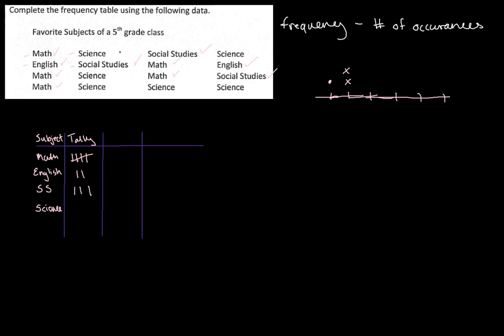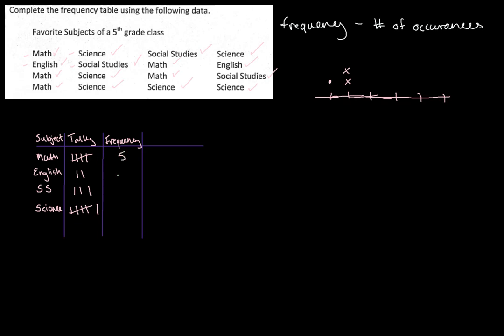And then we had, last but not least, science. 1, 2, 3, 4, 5, 6 people like science, right? 1, 2, 3, 4, 5, and then an extra for 6. Okay, so those are our tallies, and that tells us the number of occurrences, the frequency. And we're also going to write out the number, and we actually just call this the frequency section. So frequency right there. And we're going to write the number that corresponds to the number of tallies, right? So there are 5 tallies here. That's a group of 5.